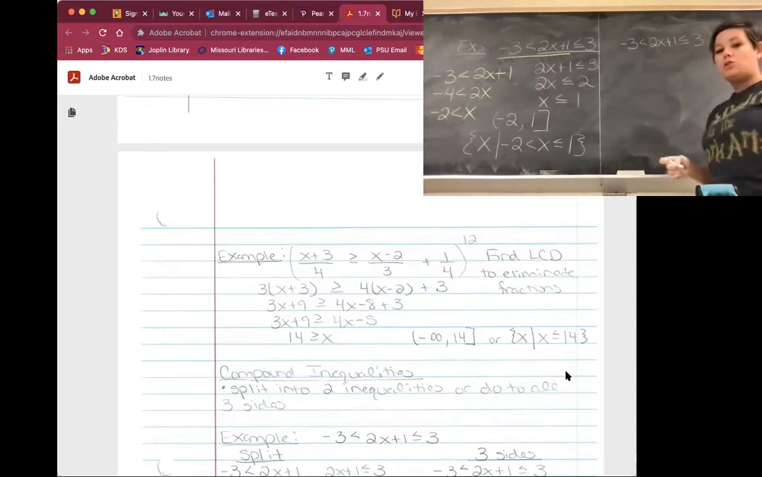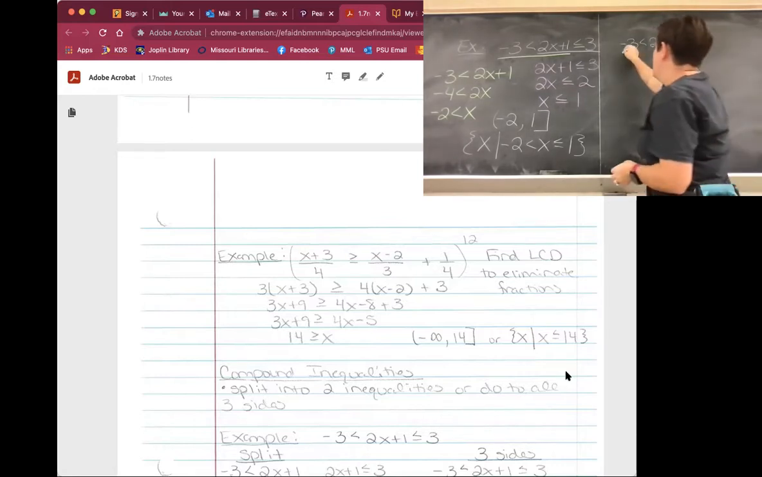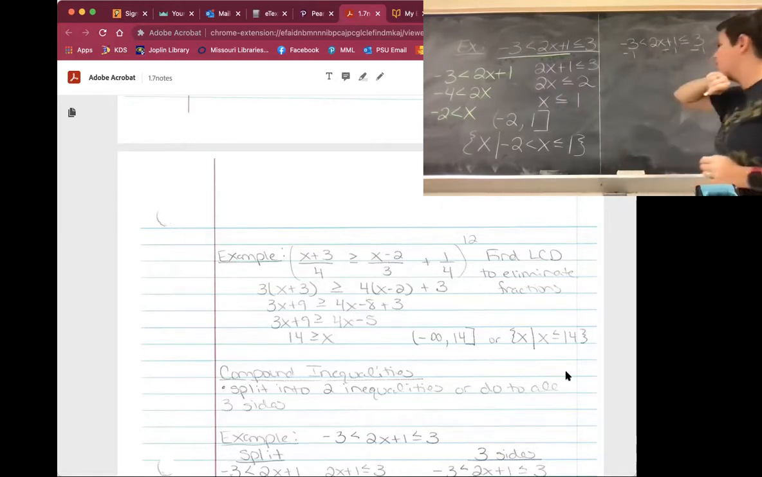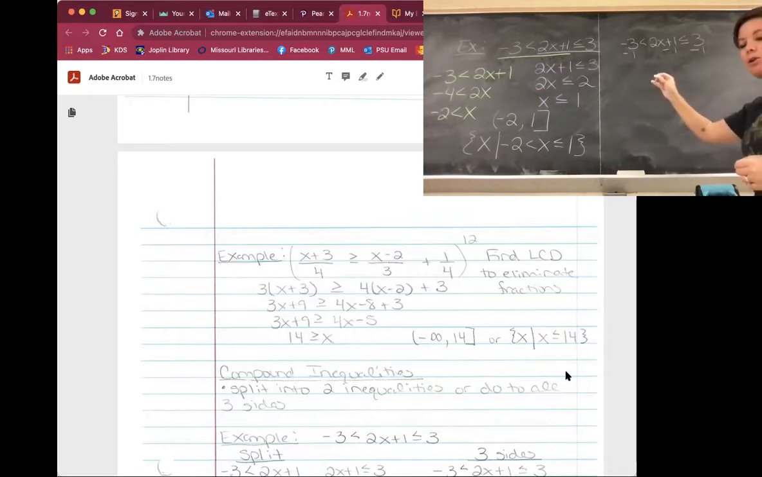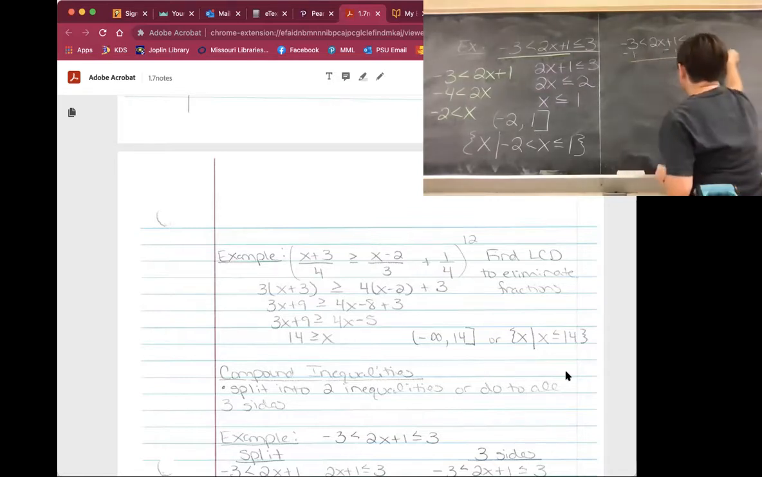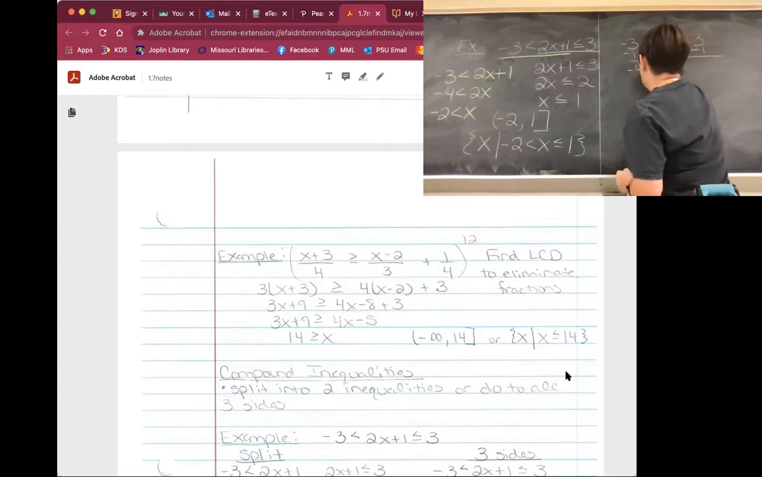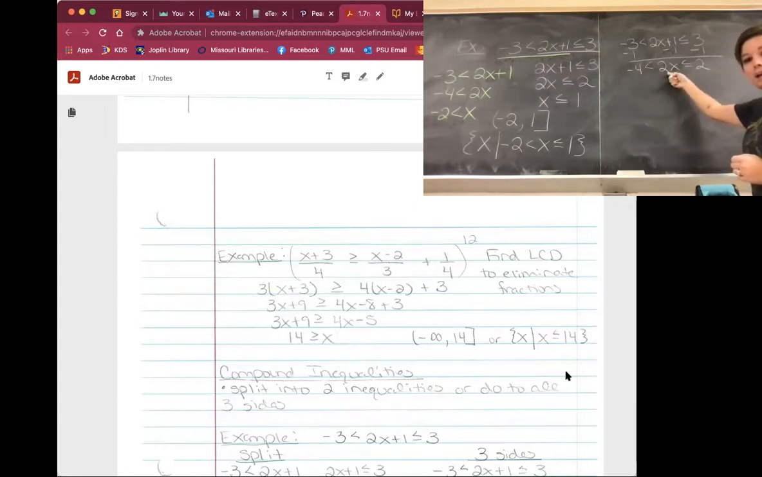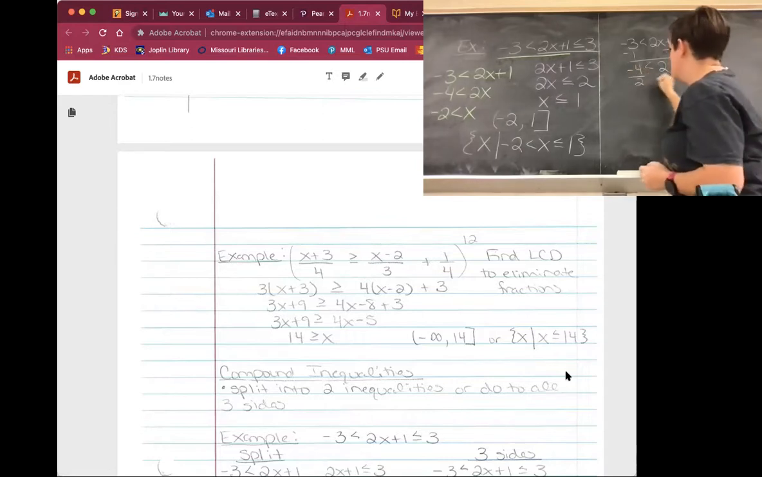But instead of only doing it on 2 sides, I have 3 sides. So I have to subtract 1 from here, I have to subtract 1 from here, I have to subtract 1 from here. That's what it means to do the same process in all 3 sections. So I have -4 is less than 2x is less than or equal to 2. I'm still trying to get x by itself, so I'm going to divide every section by 2.